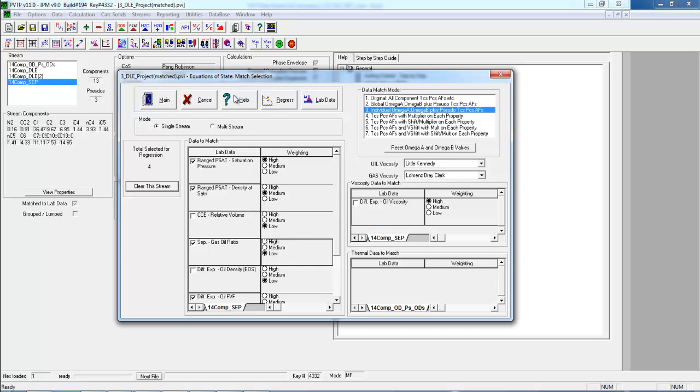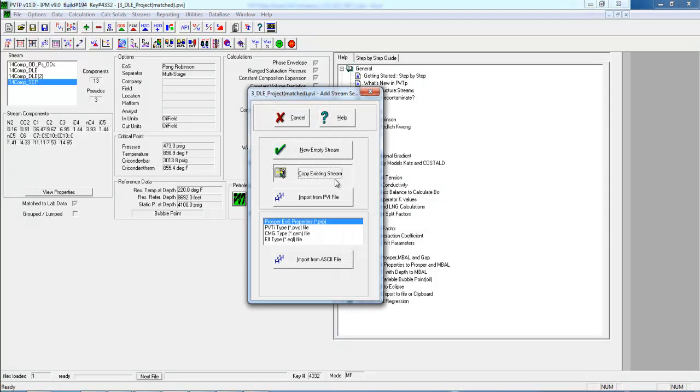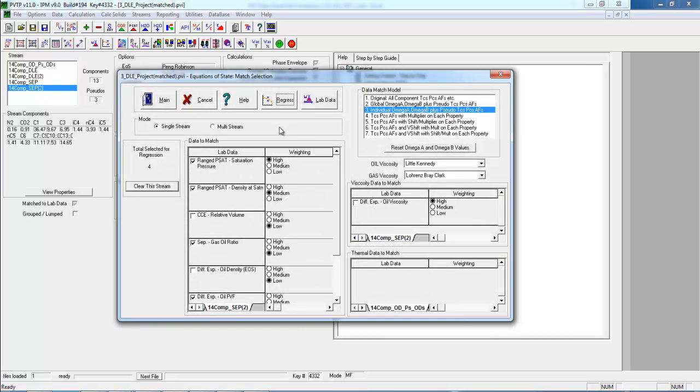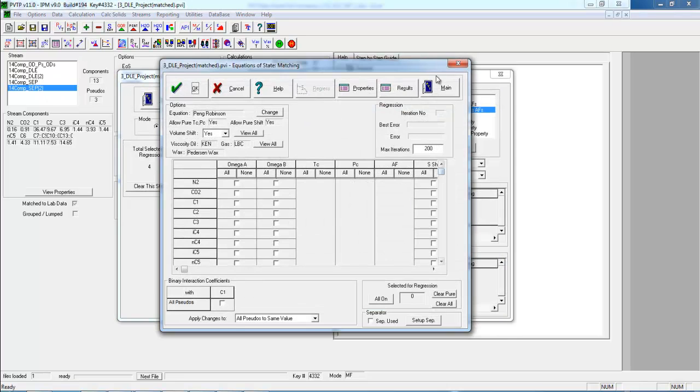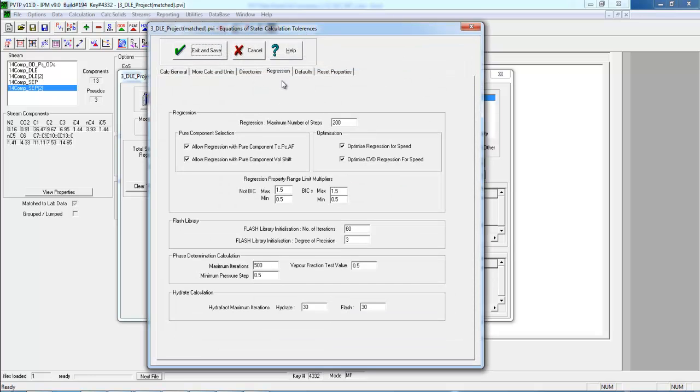So maybe, because I have chosen some settings, I will copy this also. And now I will try with TC, PC, volume shift. I will choose all the pseudo components. This is my settings. Remember that before we have chosen a small range for our regression.